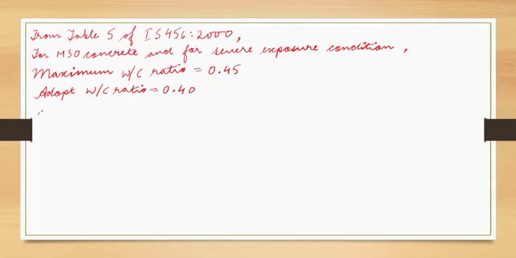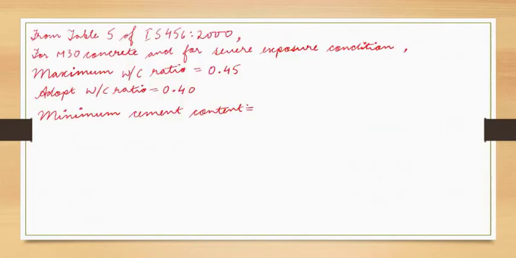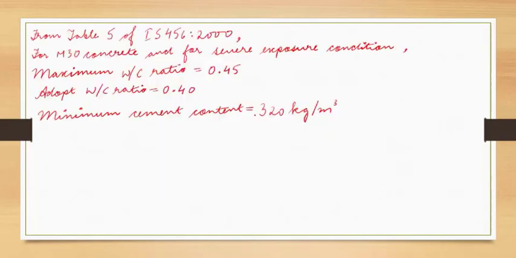Our minimum cement content, what did we get? Minimum cement content, we got from table 5, 320 kg per meter cube. So we'll write down 320 kg per meter cube. But our aggregate size is 40 mm. So according to table 6 of IS 456-2000, we have to make certain adjustments. So let us write that down.